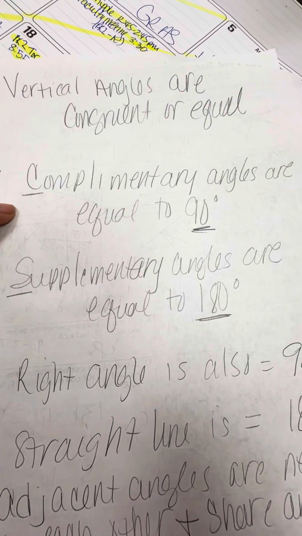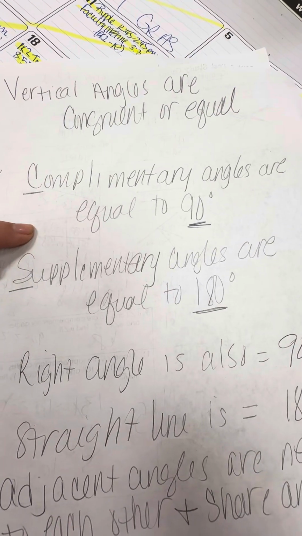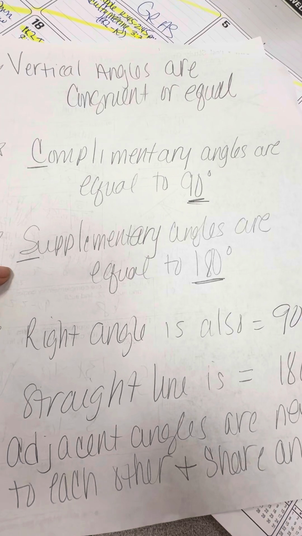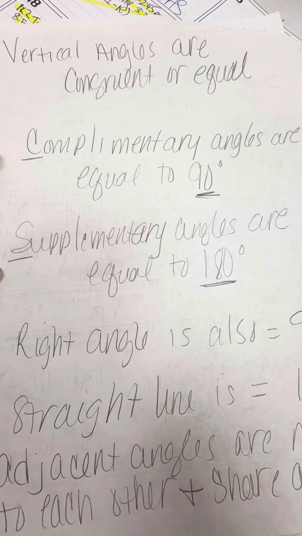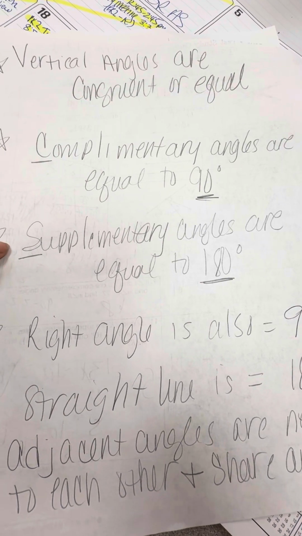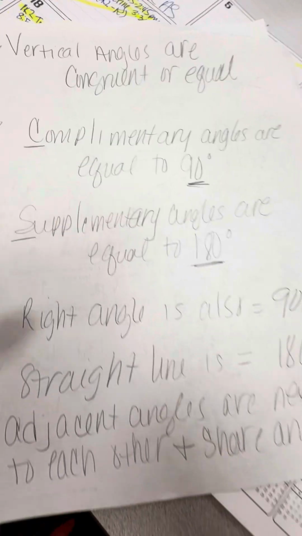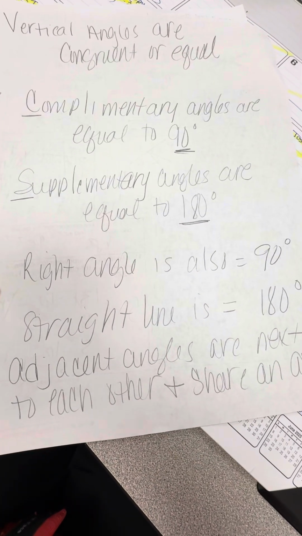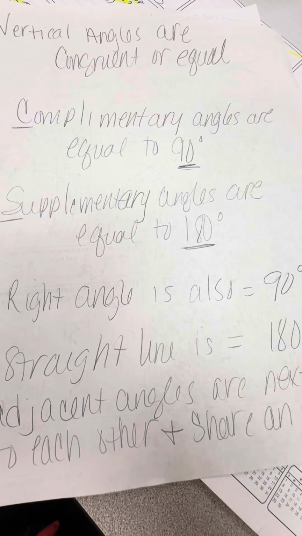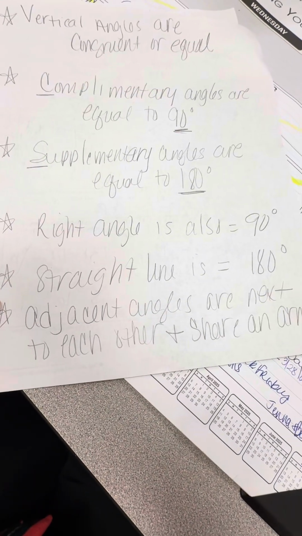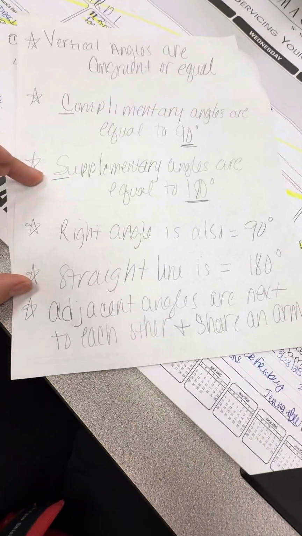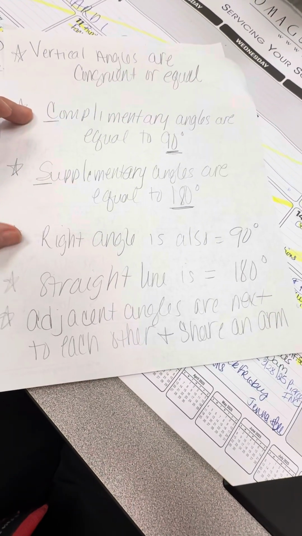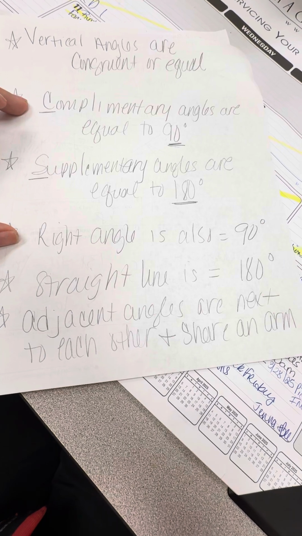Complementary angles are equal to 90 degrees and supplementary angles are equal to 180. So those are our two main angles, complementary and supplementary. One's equal to 90 degrees, which is also a right angle, and supplementary is 180, which a straight line is equal to. So supplementaries go with a straight line for 180, and complementary go with a right angle for 90.